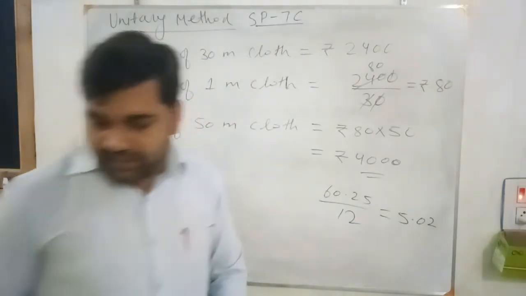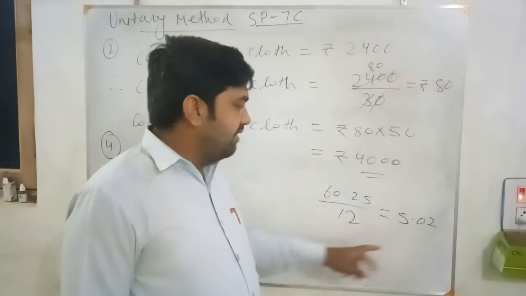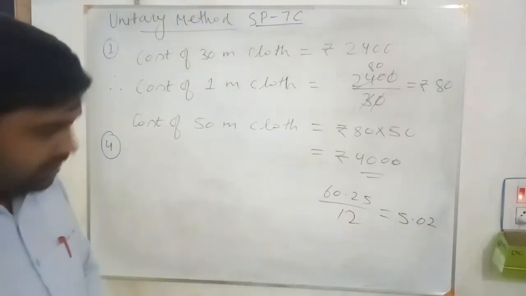Now the cost of 744 articles is asked here. So you multiply 744 by this cost, 5.02.